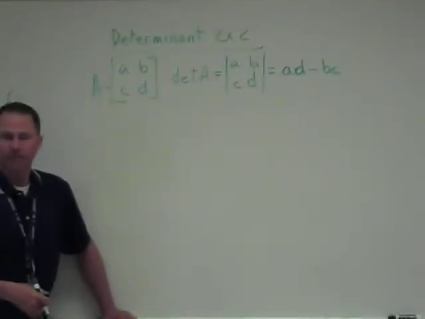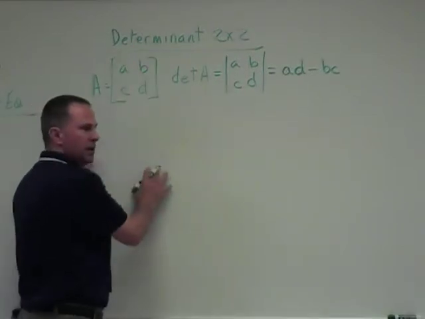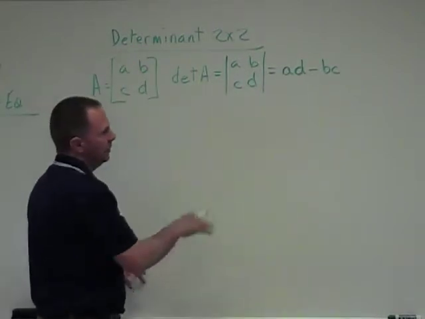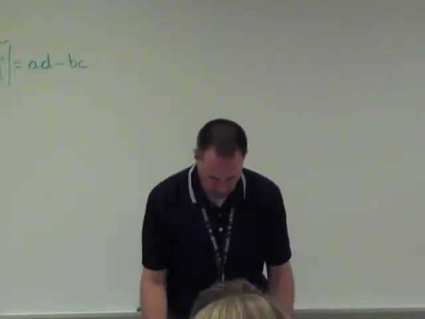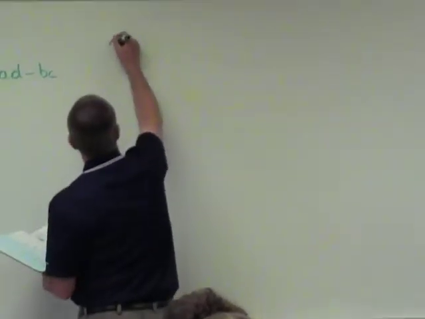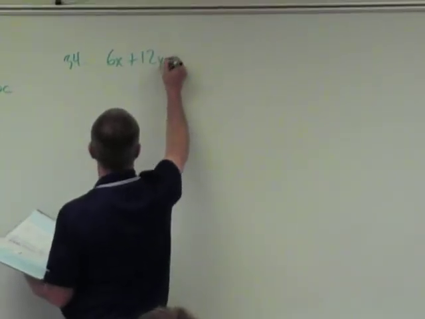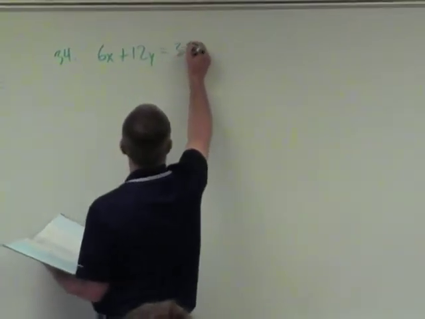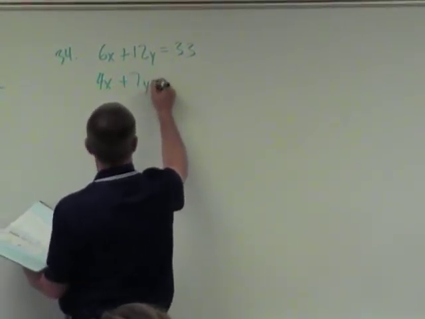So that would give you a value, a number. That's what you want. Okay, so now we're going to have a little space here because we're going to show how to do the 3x3 down here. I'll do an example of a 2x2 over here. Let's do, let's see, we'll do number 34. 6x plus 12y equals 33. And 4x plus 7y equals 20.